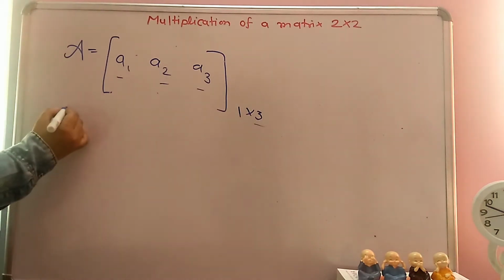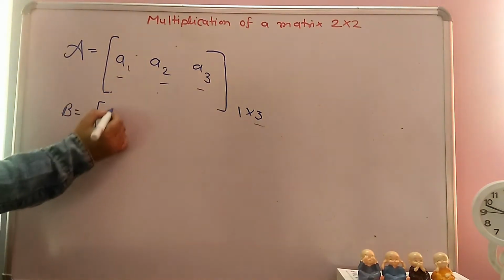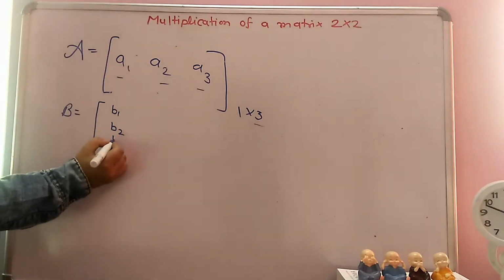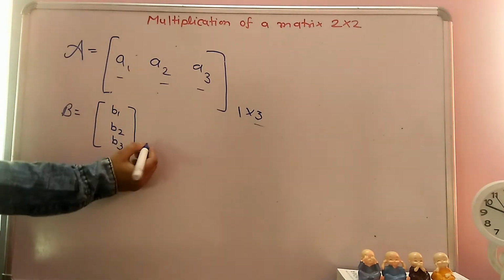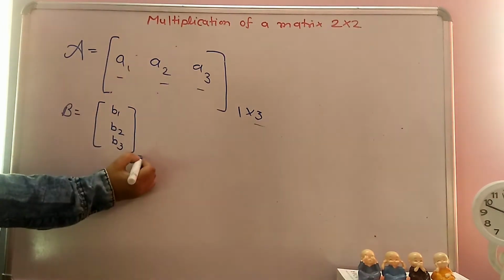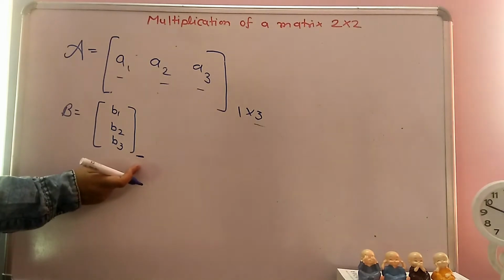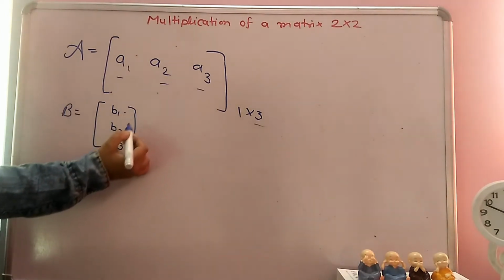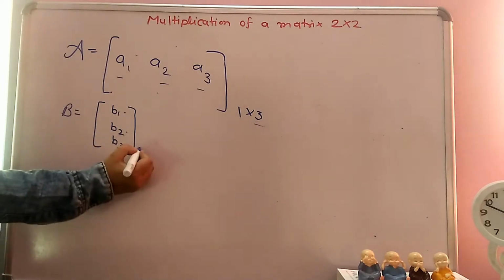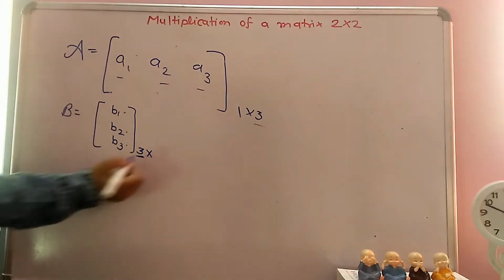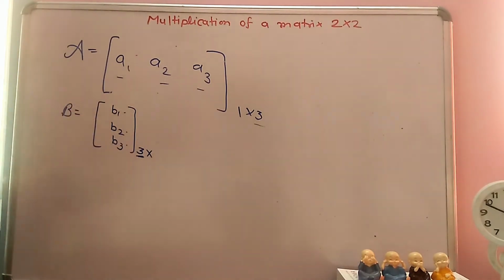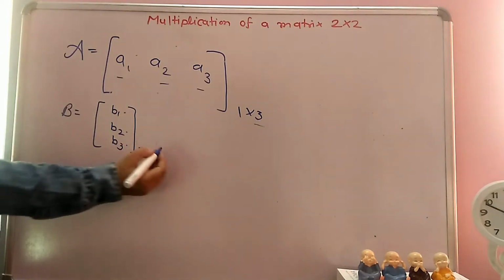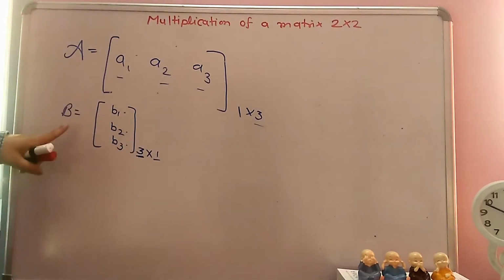Okay. Now let's take a matrix B which is B1, B2 and B3. First we write the row of a matrix. So 1, 2, 3, 3 rows in this matrix. Then column. How many columns in this matrix? Only 1. Okay, this is only 1 column. So B is a 3 cross 1 matrix.